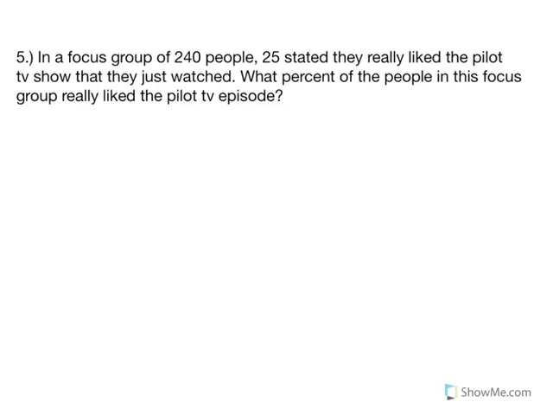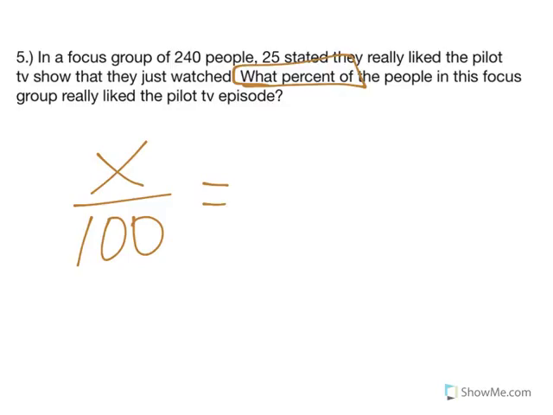Story problem. In a focus group of 240 people, 25 stated they really liked the pilot TV show they just watched. What percent of the people in this focus group liked the TV show? What percent? I don't know, but percent goes over 100. Now, this is a story problem, and story problems I think are a little bit easier to think of in terms of part to whole.